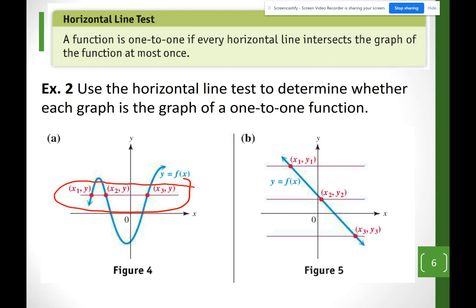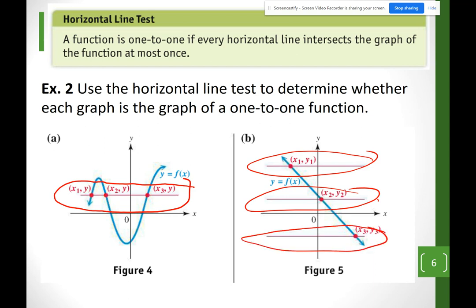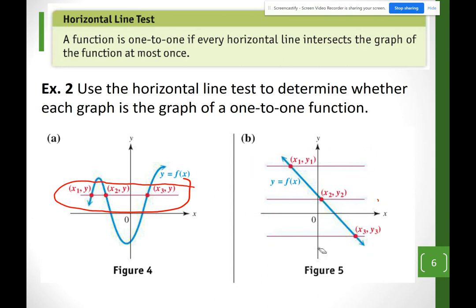Now look at example B. I did, in this case, 3 horizontal lines. There's 1, there's 2, there's 3. In each case, I cross my graph only once. If we have the graph and we can come up with at least one horizontal line that touches my graph more than once, it is not a one-to-one function. If I cannot come up with a line that touches my graph more than once, it is a one-to-one function.